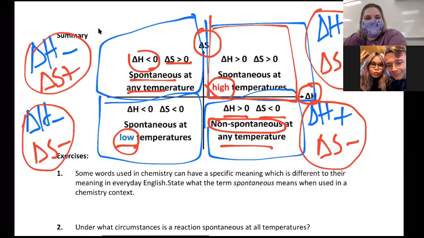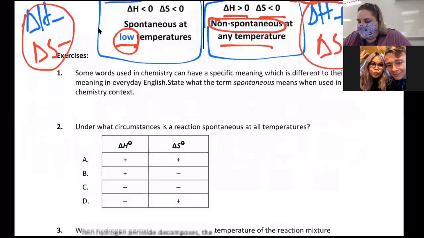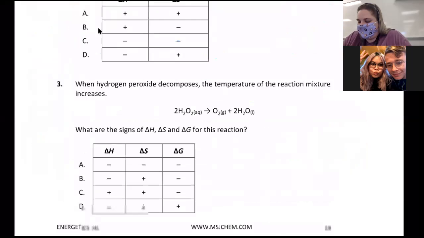So this little grid summarizes all the different possible combinations. Remember, positive delta H is endothermic, negative delta H is exothermic. Depending on which combination of these you get and the temperature, that's what determines if your delta G is positive or negative, which is what determines if your reaction is spontaneous or non-spontaneous. And it can depend on the temperature as well, as we see on some of these. So that is pretty much it. Under here, you have some more practice questions over these topics to do.